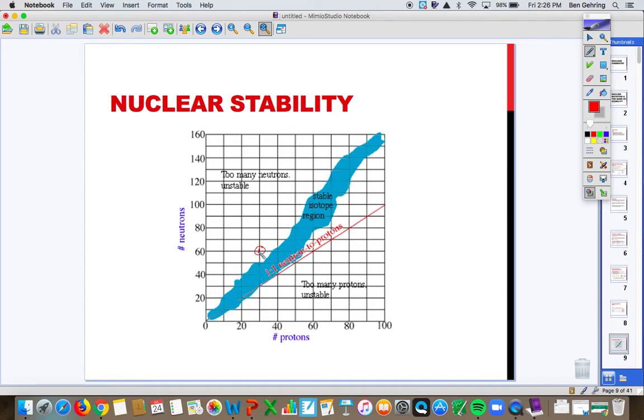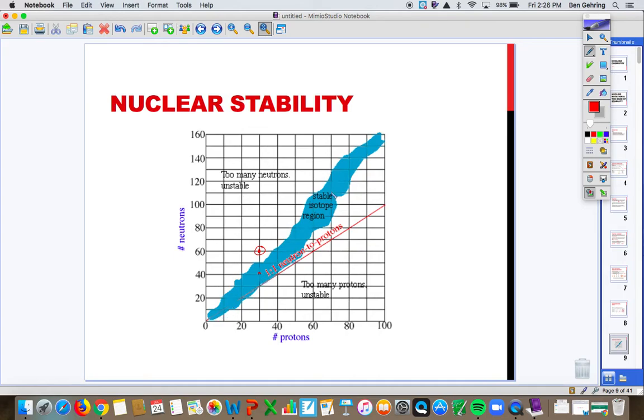If I fall right here, I'm not in this band of stability. I have too many neutrons, so it's going to undergo decay to fall back into this range. Now, if it's got 30 protons, it wants to have somewhere around 40 neutrons, give or take a couple. That's going to give you your more stable configuration.